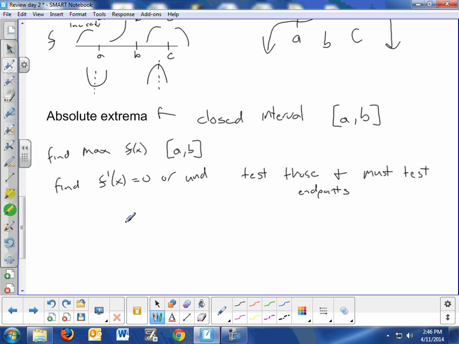For example, here is a piece of a function from A to B. The min would be located where we have a tangent that's 0. That would be the absolute min. However, the max would be at the endpoint, given that function on that interval.